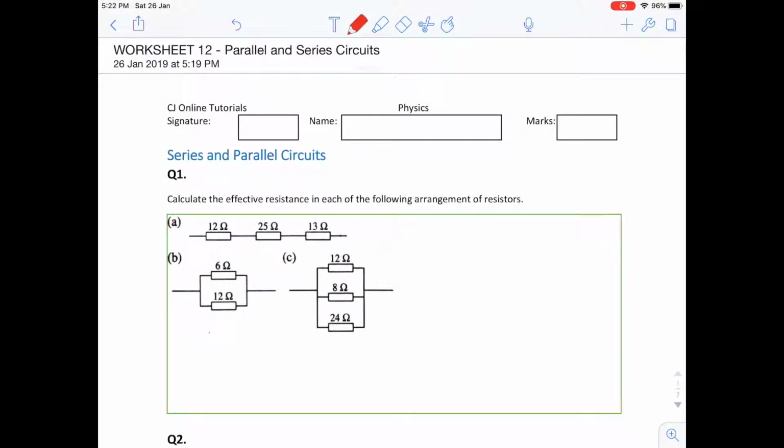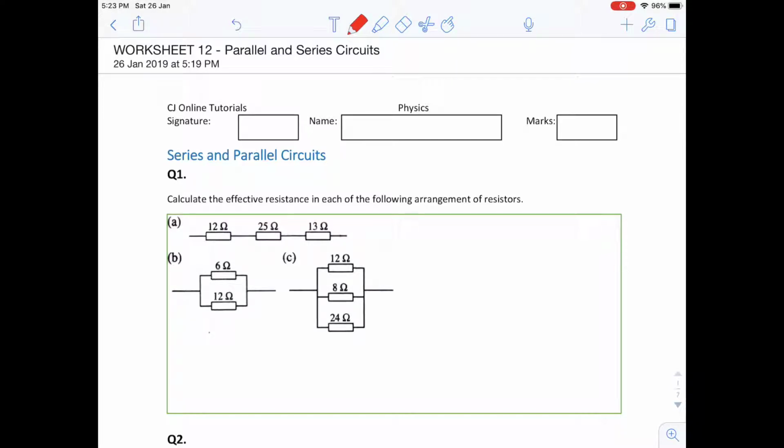Okay, welcome to the parallel and series circuit of your physics syllabus. For those of you in SPM, this is once again in chapter 2 of form 5, and for those of you in IGCSE, it's chapter 4. Basically IGCSE just groups all the electrical related topics into one chapter, whereas SPM breaks it into 3 chapters.